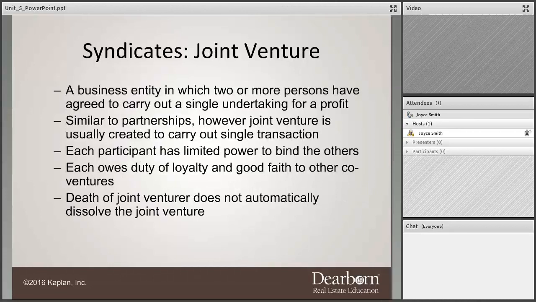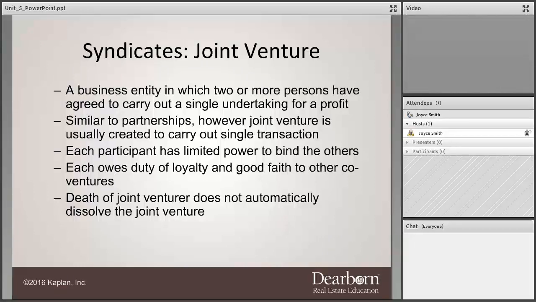Joint ventures. It's a business entity in which two or more persons have agreed to carry out a single undertaking for a profit. They're similar to partnerships, however, the joint venture is usually created to carry out a single transaction, again, just to make the acquisition of a particular piece of real estate. Each participant has limited power to bind the others, so they're not going to be able to go out and sign contracts or do anything like that. They can speak on behalf of the partnership, but they can't bind it to anything. And what they're speaking is really only their opinion. It's not binding law.